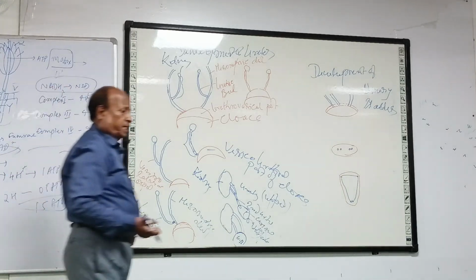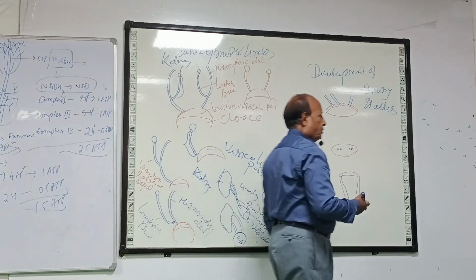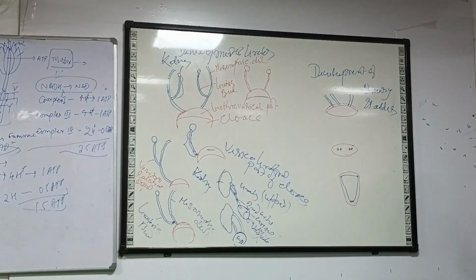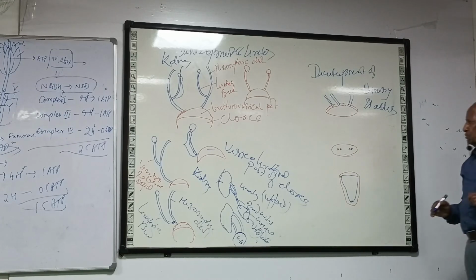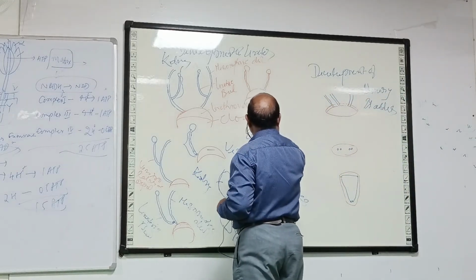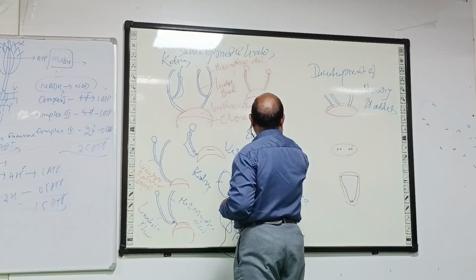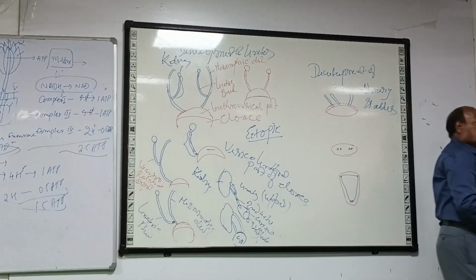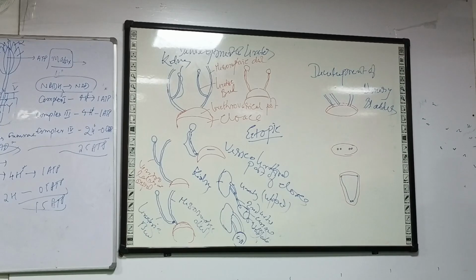In some condition, in the male or the female, this ureter may open, that is called the ectopic ureter. Ectopic means an abnormal condition, other than the normal condition.